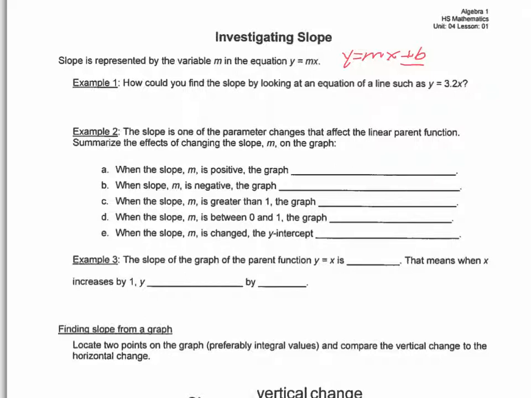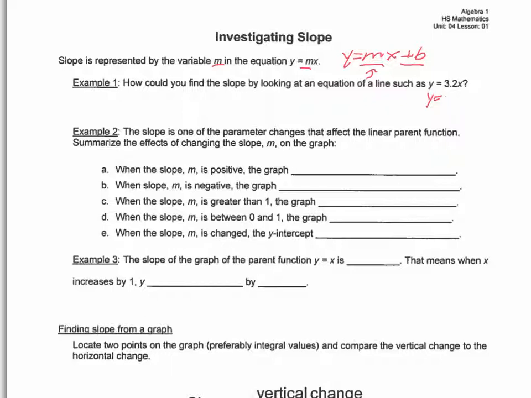Now, the m variable is what we're focused on today. It's the slope, okay? The m variable, this guy right there. So in example 1, it says, how could you find the slope by looking at an equation of a line such as y equals 3.2x? Well, if the slope is our m, and in the equation y equals mx, okay? So if I were to write that general form right here, y equals m, let's try that again.